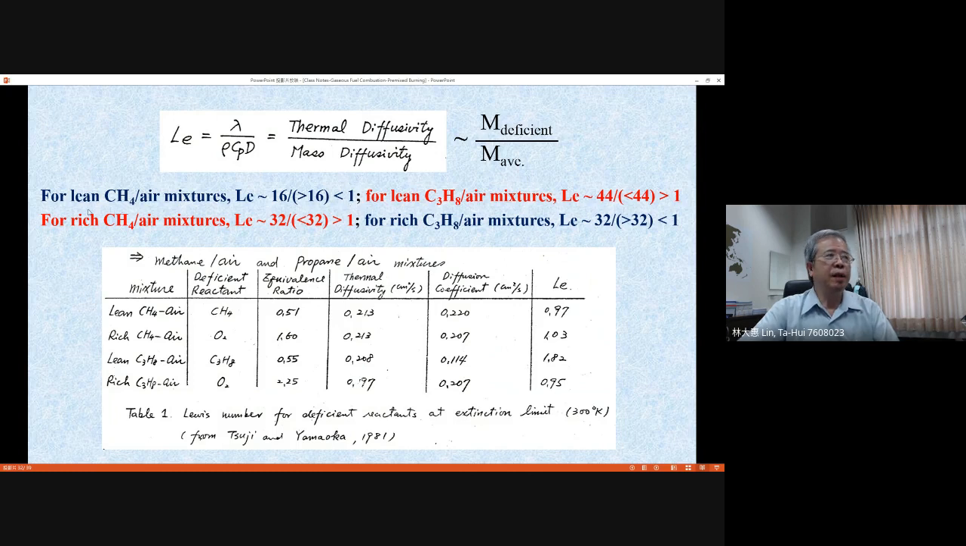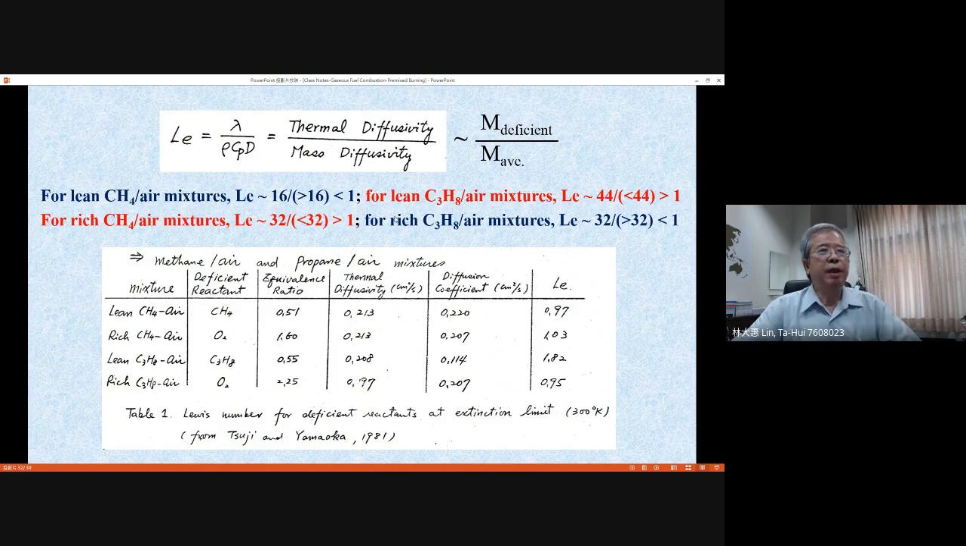Remember, lean methane-air mixture. For example, you check the data from the table for a lean methane-air premixed flame, where the equivalence ratio is 0.5, very lean. Here you can see the Lewis number equals 0.97, very close to 1 but smaller than 1. But this small difference gives you a big difference in burning intensity. I will tell you this from the experimental data.